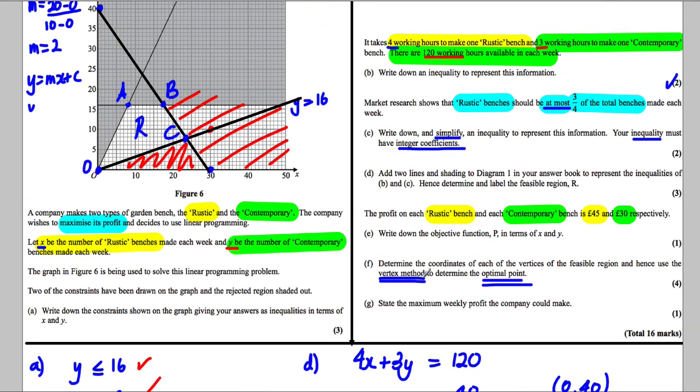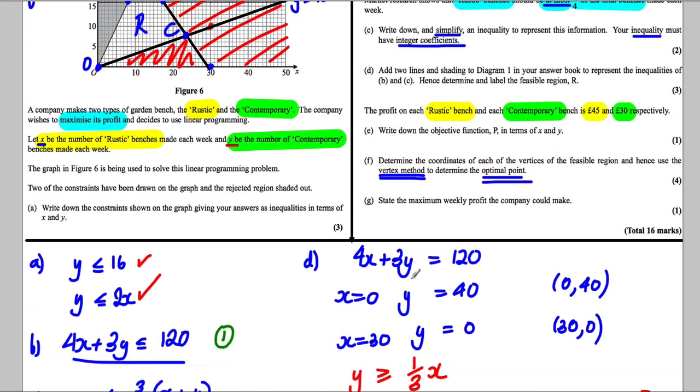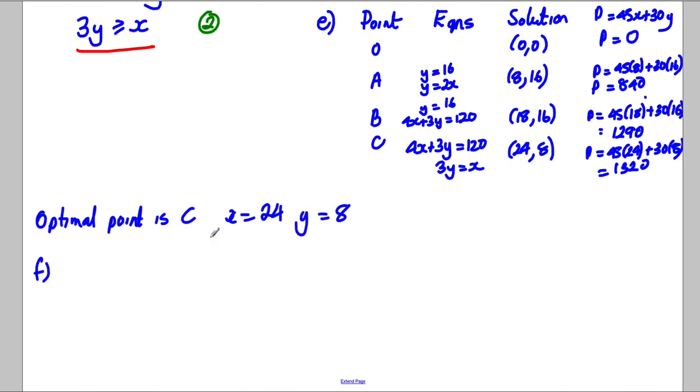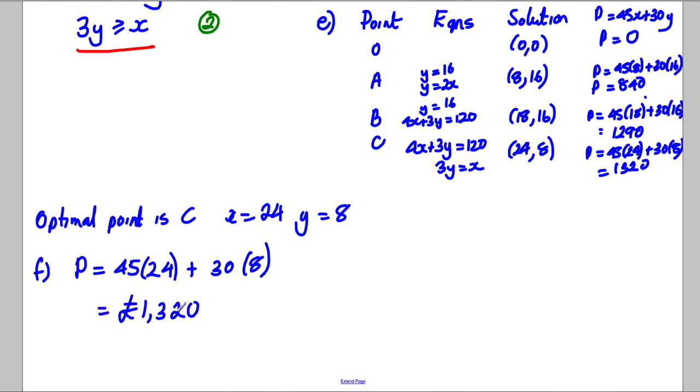Now, we want to maximise profit, so the maximum profit clearly happens at C. So going up here, we use the vertex method to find the optimal point. So we just state that the optimal point is C, where x is equal to 24 and y is equal to 8. And for the last point, point E, it says state the profit. Well, the profit is, we said 45 multiplied by 24, add 30 multiplied by 8, which is equal to 1,320. And that's our answer for this question.